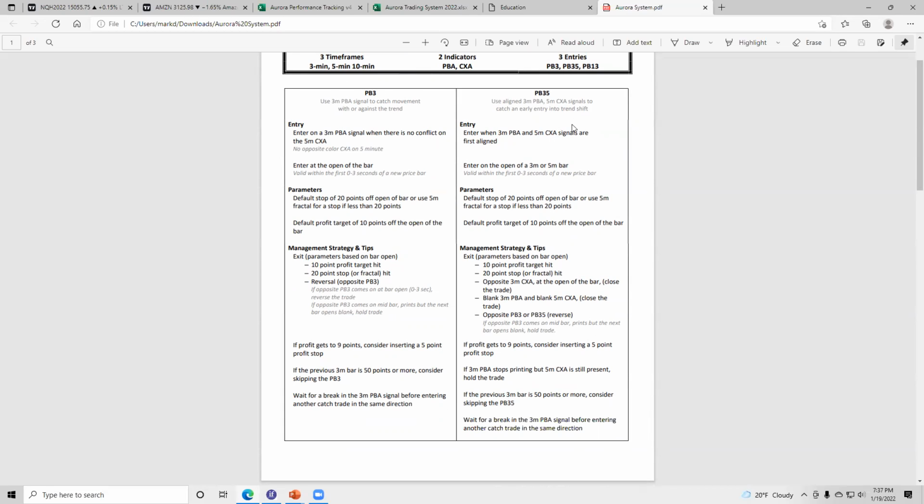In the right column here, the PB35s is the same information. The entry criteria, what qualifies a valid entry, what are the right parameters for PB35s, and then what are your exit parameters, your exit rules here. And then some other tips when thinking about how to effectively manage PB35s.